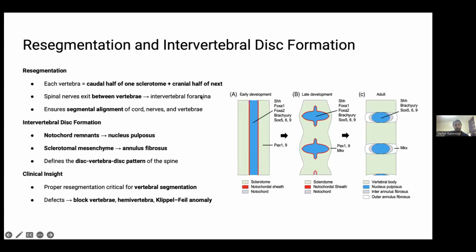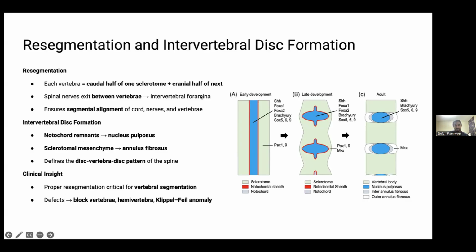So now moving on to resegmentation, rather than each somite forming a single vertebra, the caudal half of one sclerotome is going to fuse with the cranial half of another one. And that shift ensures that the spinal nerves emerging from the neural tube pass between vertebrae through the newly formed intervertebral foramina.